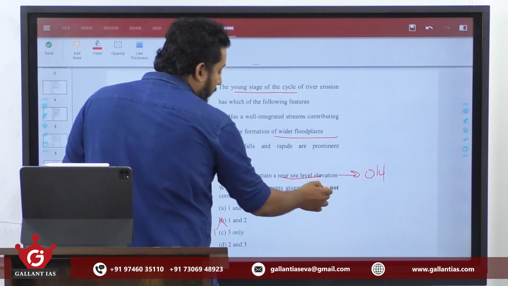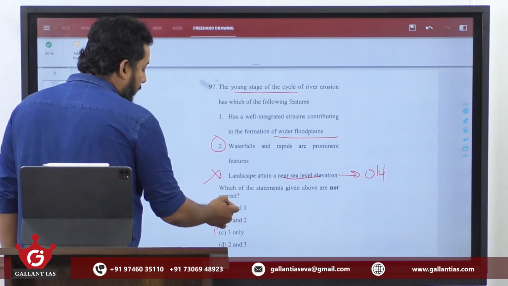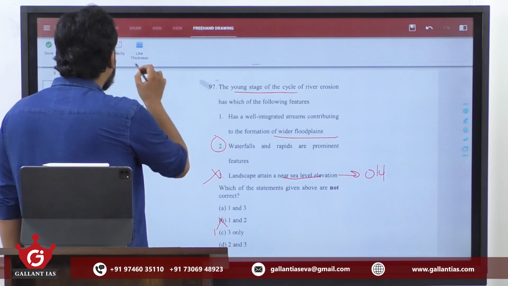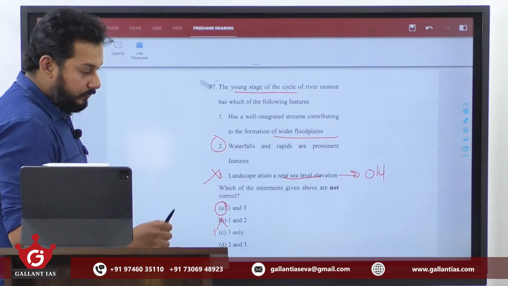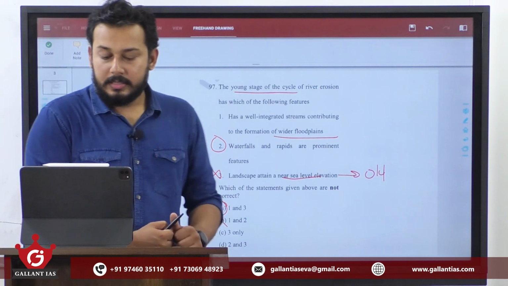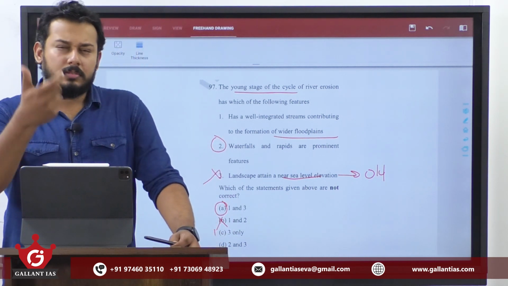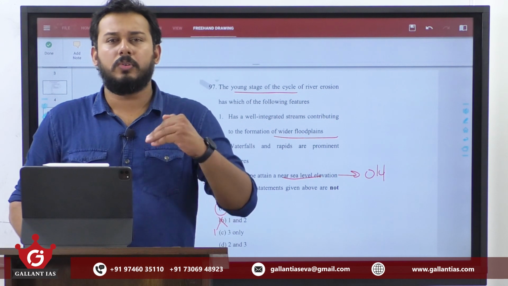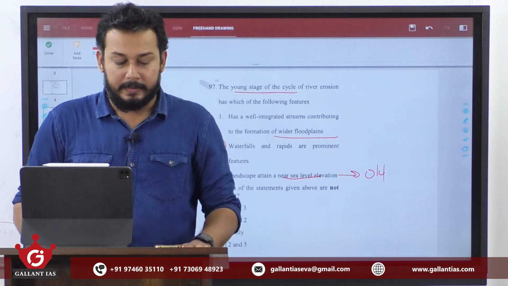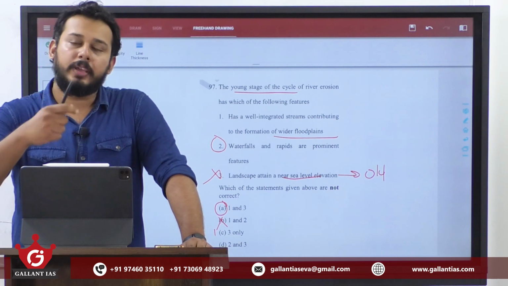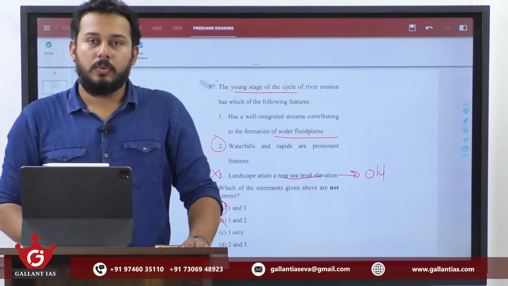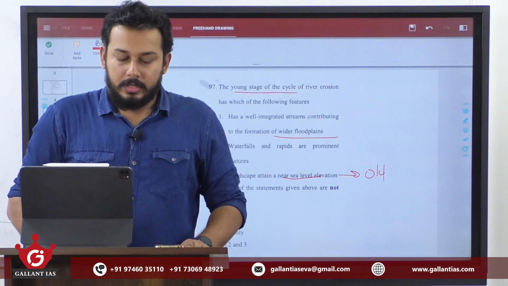Here the question is regarding not correct statement. So the answer is A. The answer is going to be A, 1 and 3 only. So this question, the answer is A. So this small concepts you need to have a good understanding, because you should be knowing regarding what is young stage, what will be happening in young stage, what will be happening in the mature stage, what will be happening in the old stage, etc.